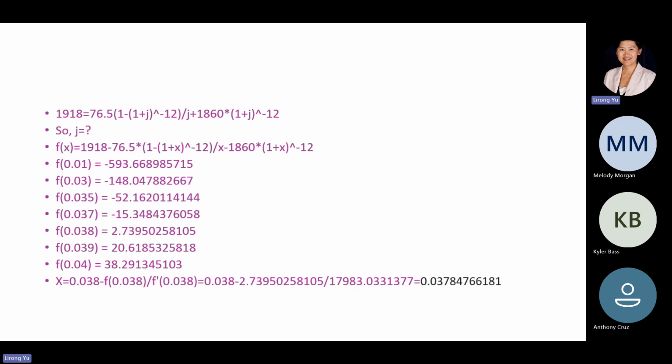I try not to start too early. If I try to do Newton's method when x equals 0.01, it's going to be all over the place. So you want to see the tendency. That's why you should do the Newton's method when you know you are close enough. Okay. And then that will be the interest rate I find out.